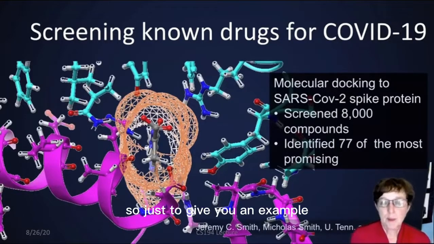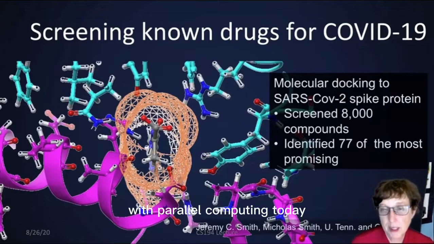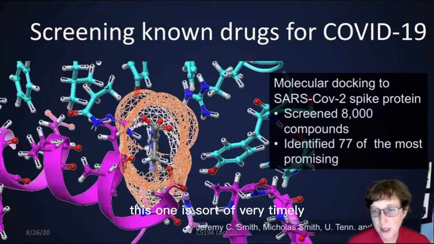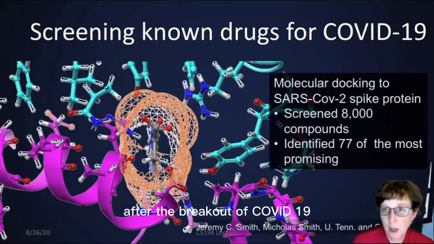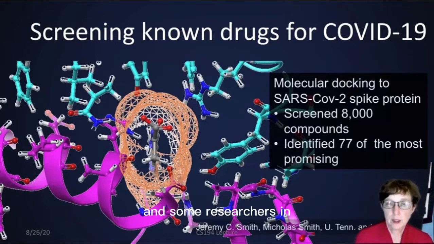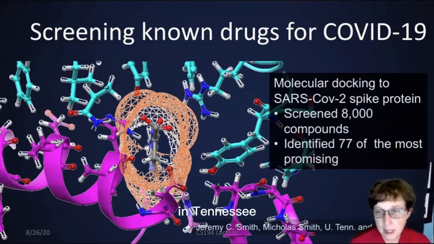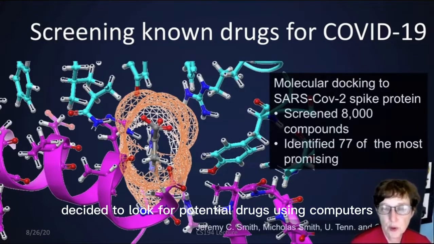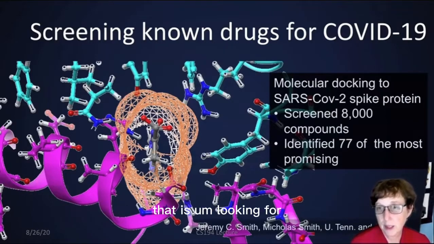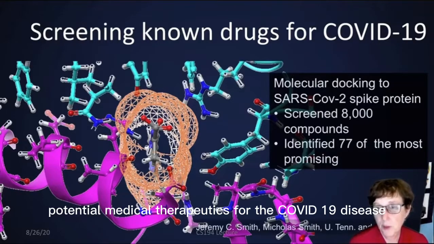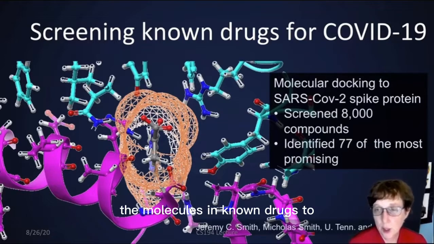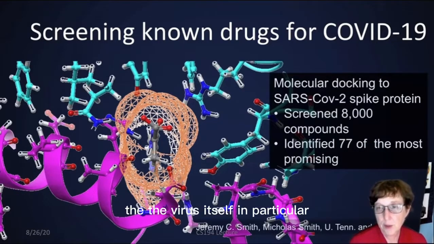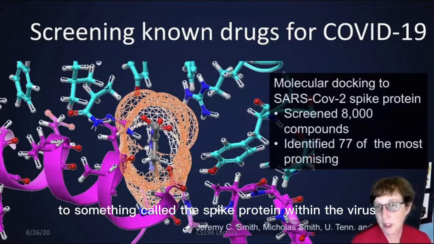So just to give you an example of some of the things that we do with parallel computing today, this one is very timely. It came up earlier this year after the breakout of COVID-19. Some researchers in Tennessee decided to look for potential drugs using computers. That is, looking for things that would be potential medical therapeutics for COVID-19 by matching the molecules in known drugs to the virus itself, in particular to something called the spike protein within the virus.